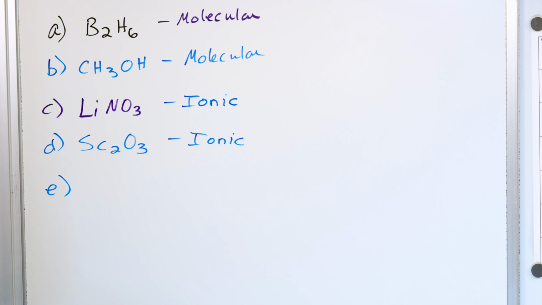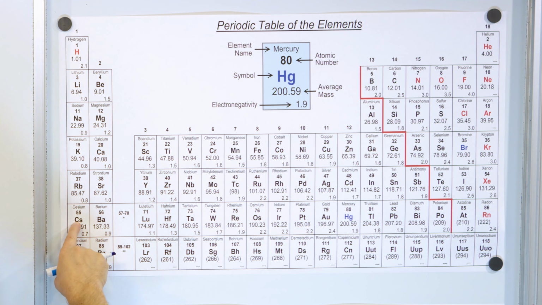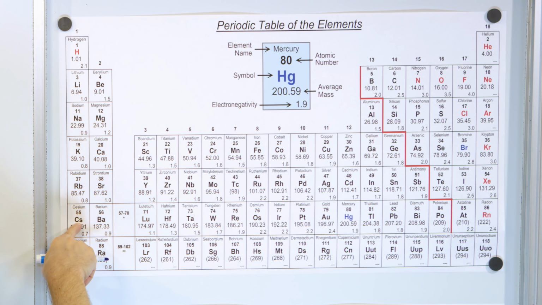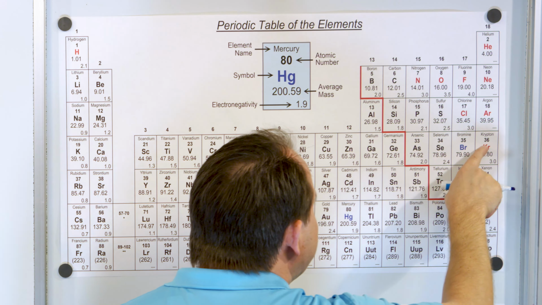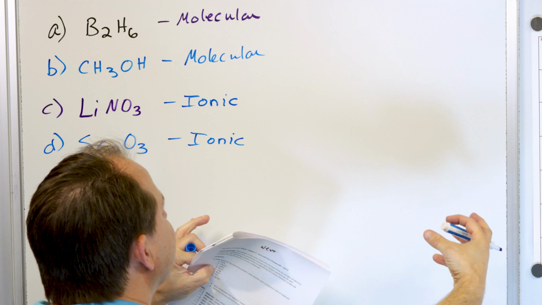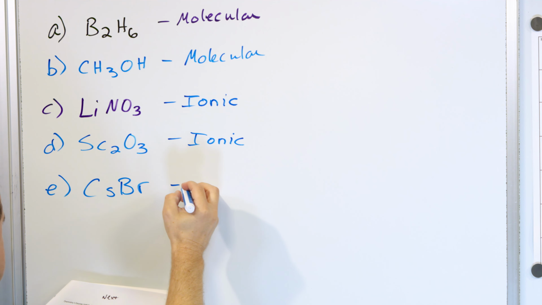E. Let's take a look at cesium, bromine. Cesium bromide. We're going to learn how to name these later. Cesium is a metal on the left, and bromine is a nonmetal on the right. The cesium is going to want to lose an electron. The bromine is going to want to gain an electron. Once those ions have those overall charges, they're going to connect together because of the force there. And so this is ionic as well.